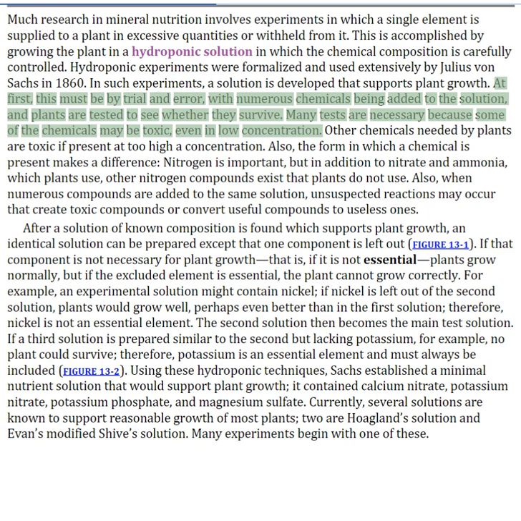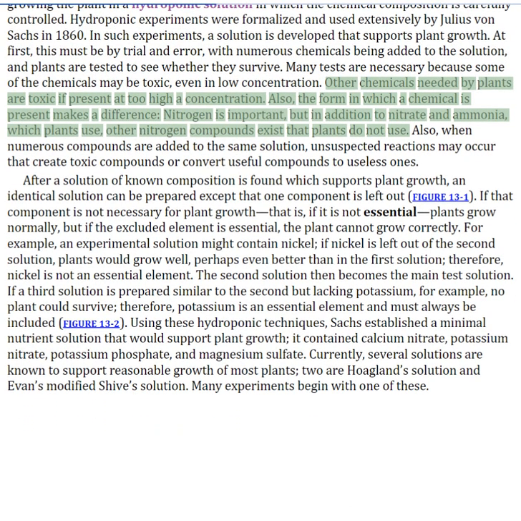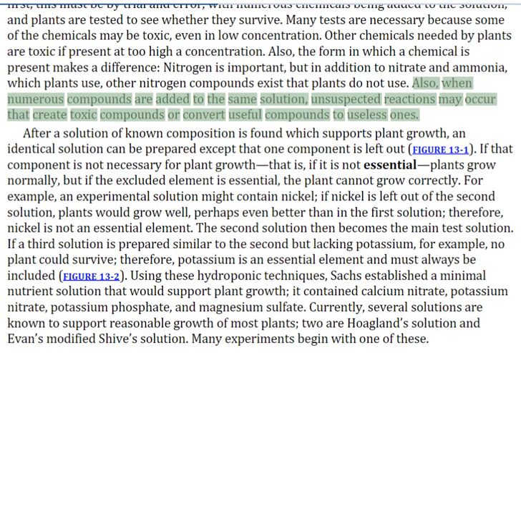Many tests are necessary because some of the chemicals may be toxic, even in low concentration. Other chemicals needed by plants are toxic if present at too high a concentration. Also, the form in which a chemical is present makes a difference. Nitrogen is important, but in addition to nitrate and ammonia, which plants use, other nitrogen compounds exist that plants do not use. Also, when numerous compounds are added to the same solution, unsuspected reactions may occur that create toxic compounds or convert useful compounds to useless ones.